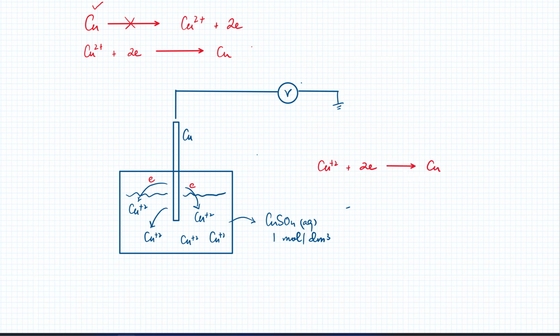So if the copper ions are gaining electrons, the electrode over here will become electron deficient. It's going to have positive charge. More and more positive charge will start building up. Why? Because all the delocalized electrons in the metallic rod, they're being gained by the copper ions.